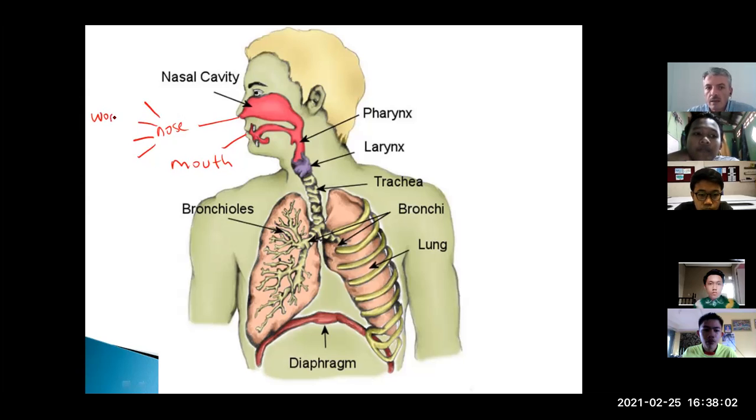It also makes the air warmer and more moist. Okay, there is filtering, killing some microbes, warming the air, and then making the air more moist. So it is better for the lungs. Here it doesn't make much difference because the air is already warm, already moist. At least there is this filtering activity.